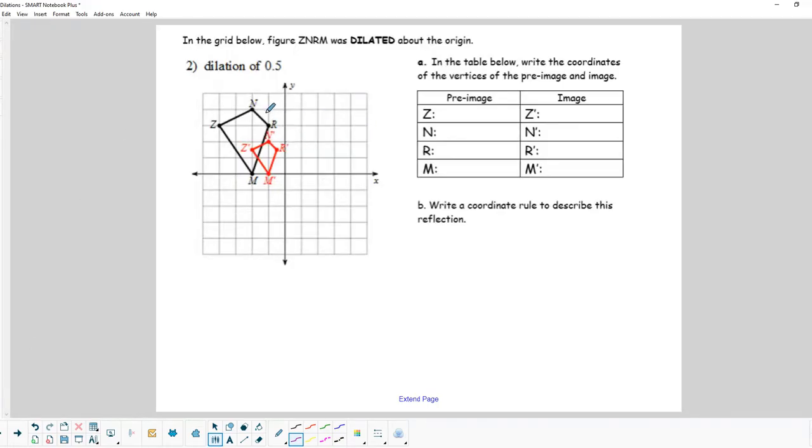Let's look at our pre-image. And this is when you have a dilation of one half. So you're multiplying by a number that's smaller than 1, so the object is actually getting smaller. So let's look at our pre-image points. So start with Z. Z is negative 4, comma 3.